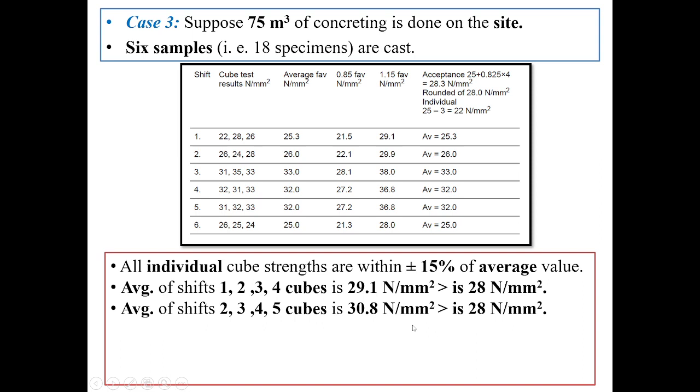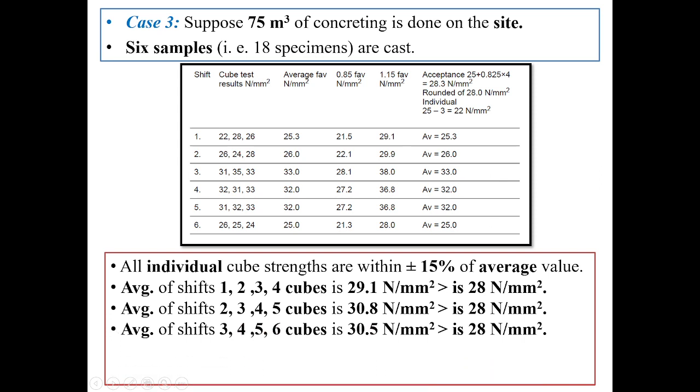Now suppose even if you overlap, for example, if I take the average of shifts 2, 3, 4 and 5, that means 26, 33, 32 and 32, then the average is 30.8 Newton per mm square, which is again greater than 28. So here also it is okay. Now suppose again I overlap, that is the average of shifts 3, 4, 5 and 6, then 33 plus 32 plus 32 plus 25 whole divided by 4, the average is 30.5, which is again greater than 28 Newton per mm square. That means even if we overlap, it is satisfying all the criteria.